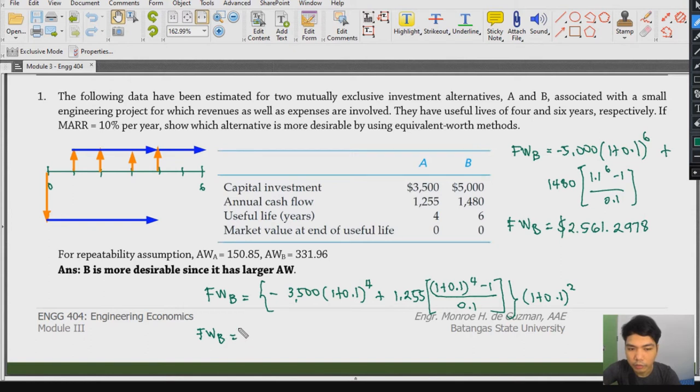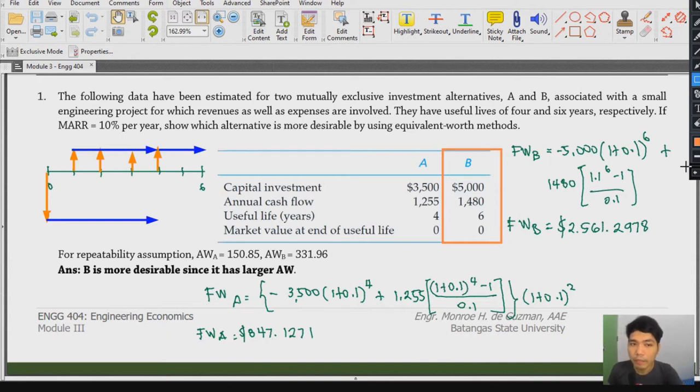So, with this, the future worth of your alternative A would be equal to 847.1271. So, in short, by analyzing this using our study period of 6 years, by extending the 4 years by 2 years by compound interest, we could see that the better option here would be alternative B. Unlike A, whose future worth would be only 847, for B that would be 2561.2978. So, that is how we compute for this using our co-terminated assumption, knowing that it's 6 years.